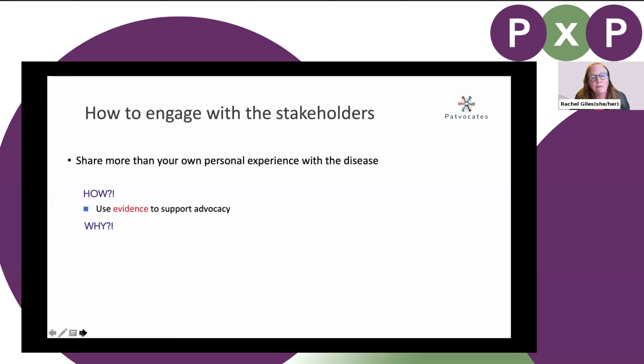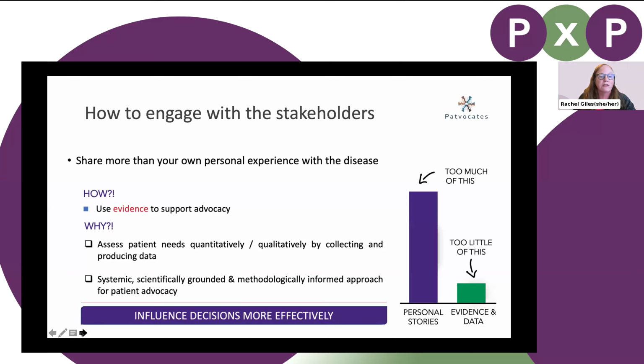So, of course, sharing your personal experience about your disease is a really important place to start. And there's, I think this is, you're going to have to click, it's an animated thing. But how do you use it? There's evidence to support your advocacy, and you definitely want to do it either quantitatively or qualitatively. You need to use some basic research frameworks to do that. And in doing so, you can greatly influence decisions in a much more effective manner than if you don't use evidence-based advocacy. So next slide, please.